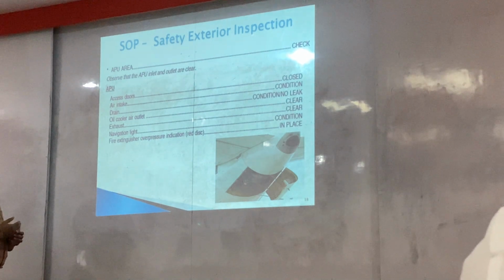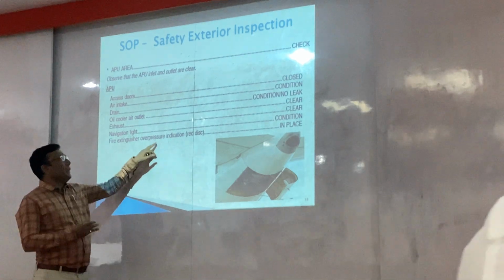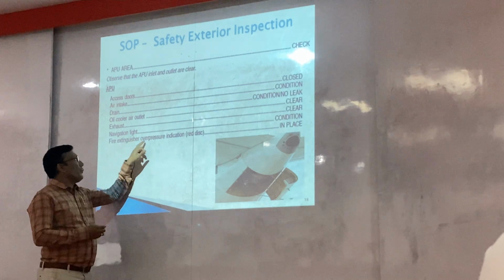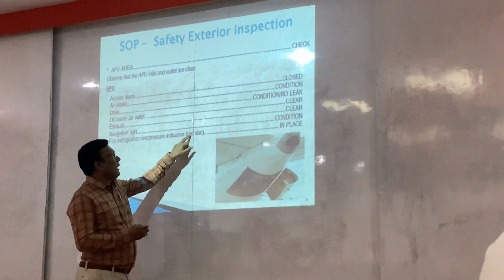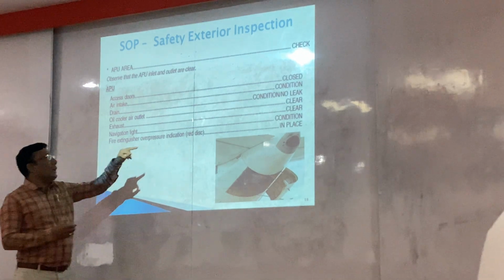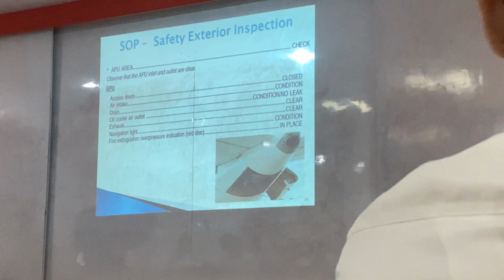Exhaust clear. Navigation light condition. Fire extinguisher overpressure indication, red disc is in place. So you have to check this fire extinguisher overpressure indication. There is a red disc in the APU area where it is supposed to be in place.